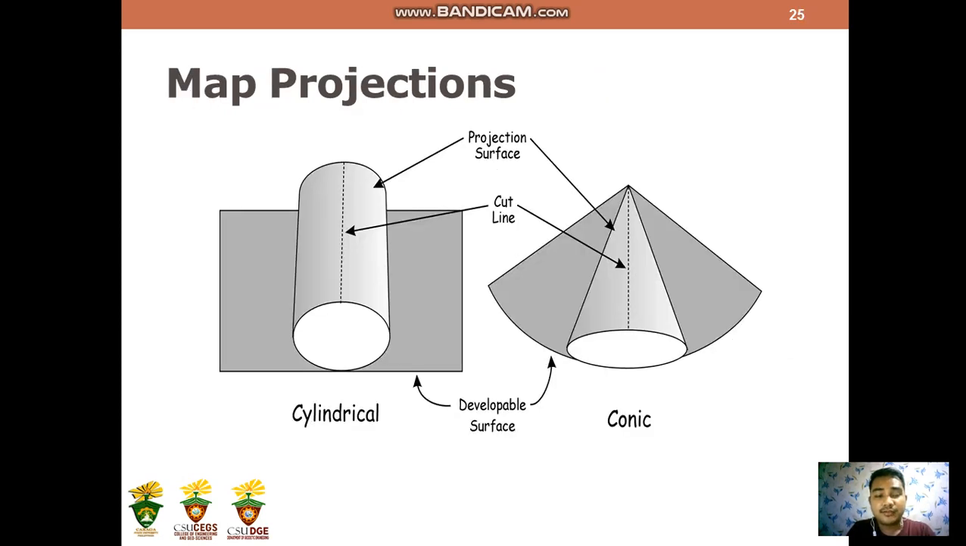So these are muna akong na-discuss, ang mga developable surfaces or areas. For example, if ang imong i-project, imong projection method or type is cylindrical, no, so imo siyang i-cut into a line. So, mahimo na siya og two-dimensional. So, this two-dimensional area is the developable surface. So, as the conic, no? So, naa'y cone. So, pag i-cut nimo diri, pag-open diri. So, kana ang developable surface.